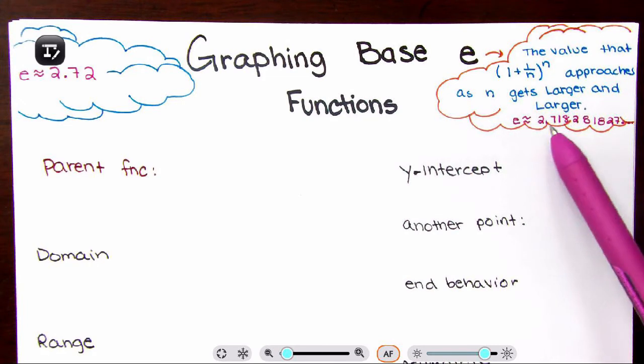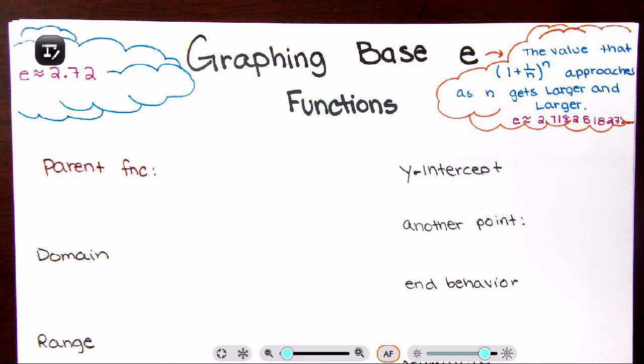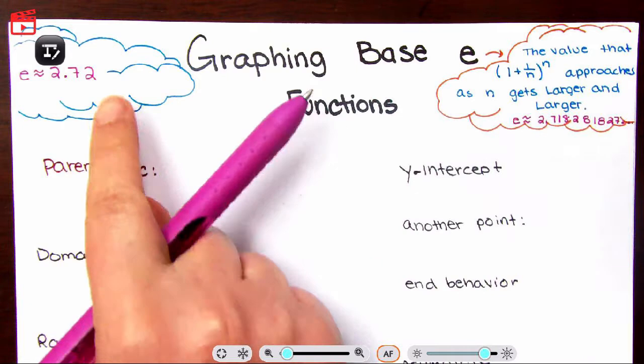Now, e is an irrational number. It goes on and on and on. It doesn't end. It goes on forever. For example, another irrational number is pi. e is one of those things. So we abbreviate e as 2.72.